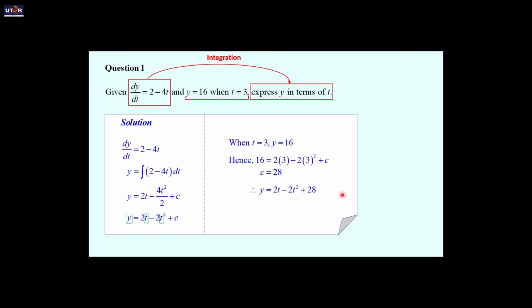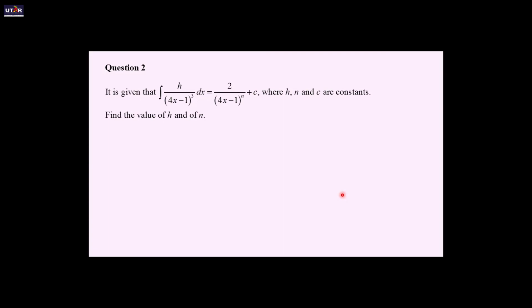Let us continue with the second question. In question 2, you are given that the integral of h over (4x minus 1) to the power of 3 with respect to x is equal to 2 over (4x minus 1) to the power of n plus c, where you are given h, n, and c, they are constants. Find the value of h and of n.